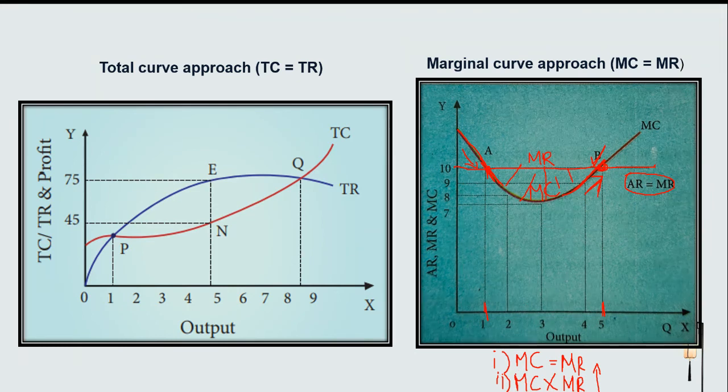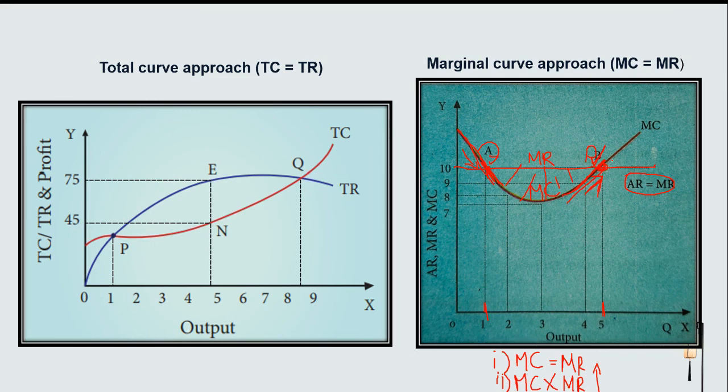The first condition is MC must be equal to MR. That happens here and here, both at A and at B. If you look at the second condition, it is only at B, because at this point the MC curve cuts the MR curve from above, and at this point the MC curve cuts the MR curve from below. So both the conditions are satisfied at point B. So only at point B, the equilibrium condition is fulfilled.